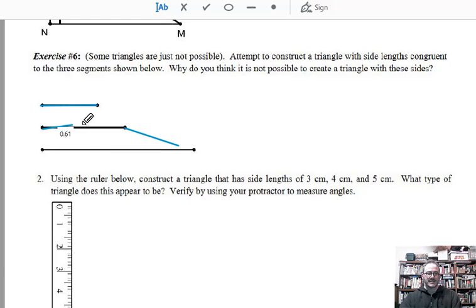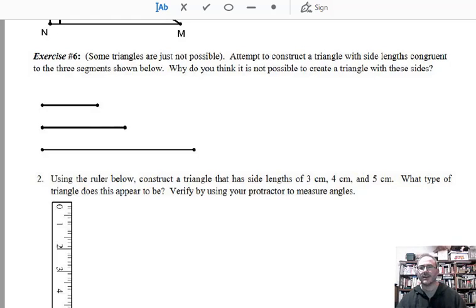If this one is 1.67 and I try to make 1.67 reach over here, it's okay. Maybe I can get it over there. I'm never going to get another side length of 1.15. I'm never going to get 1.15 to reach there. It's never quite going to get there, right? This side length is too long. These three side lengths cannot make a triangle.